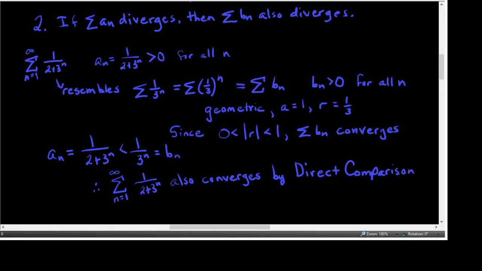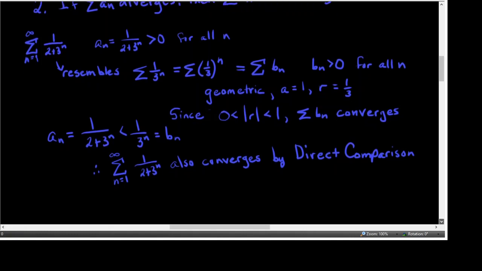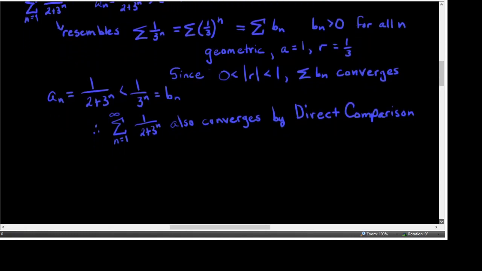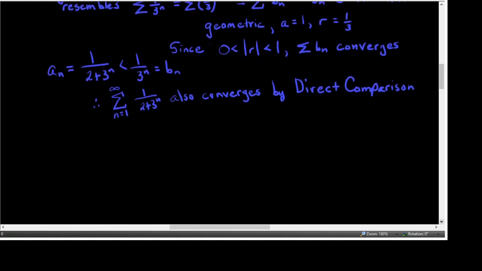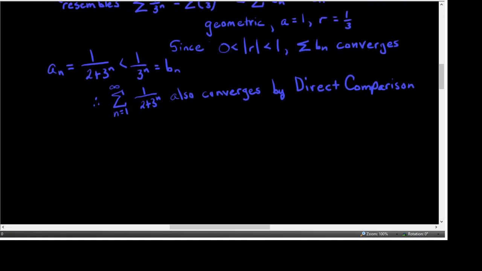By directly comparing a sub n to b sub n, and establishing that all the terms of a sub n are smaller than the terms that create a convergent series, which we had to establish up here with the test that it was geometric and r was 1/3 and all that stuff, we determined its convergence, and the terms of our series are smaller than the terms of a convergent series, and by direct comparison then our series converges, the one we're working on. Okay. So let's go to the next thing.